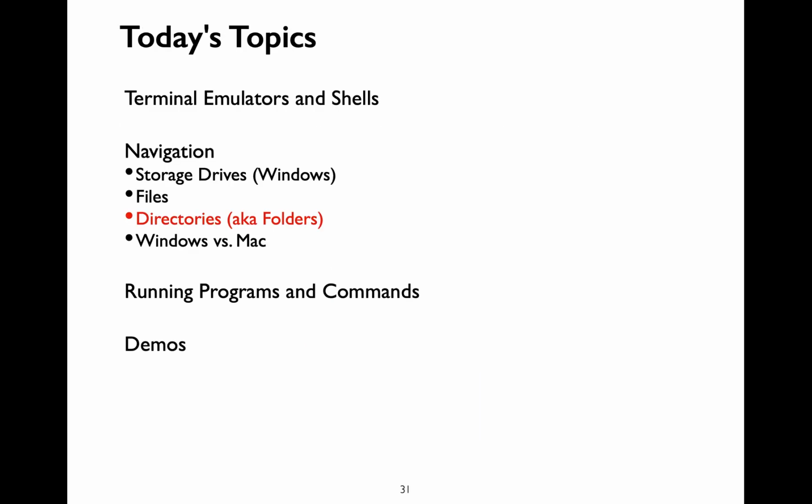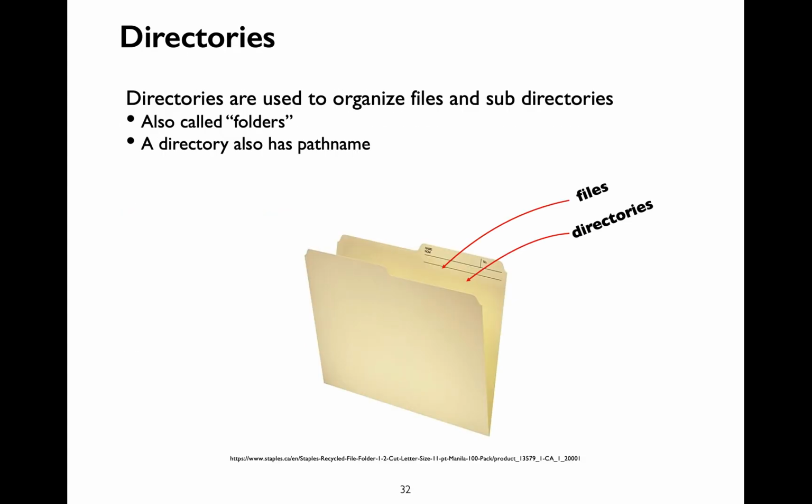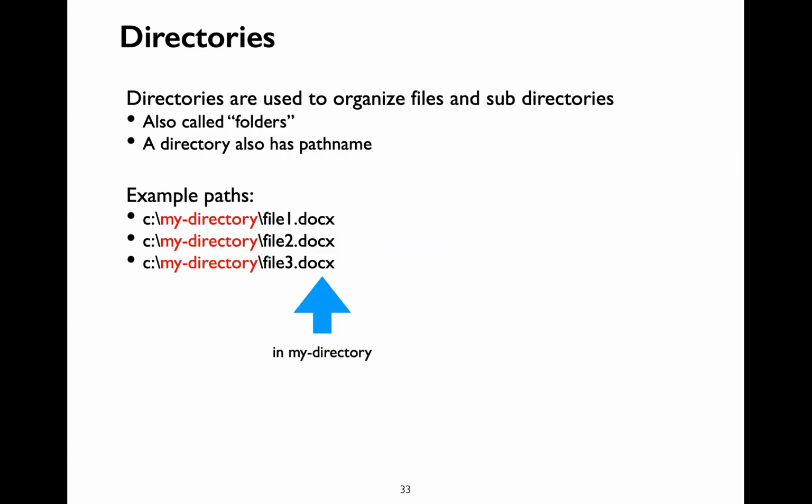Let's talk more about directories. Directories enable you to organize files and other directories. Just like a file name has a path name, a directory also has a path name. Let's take a look at some examples for that. Here is a directory called my-directory, which contains 3 different files, file1.docx, 2.docx, and so on.